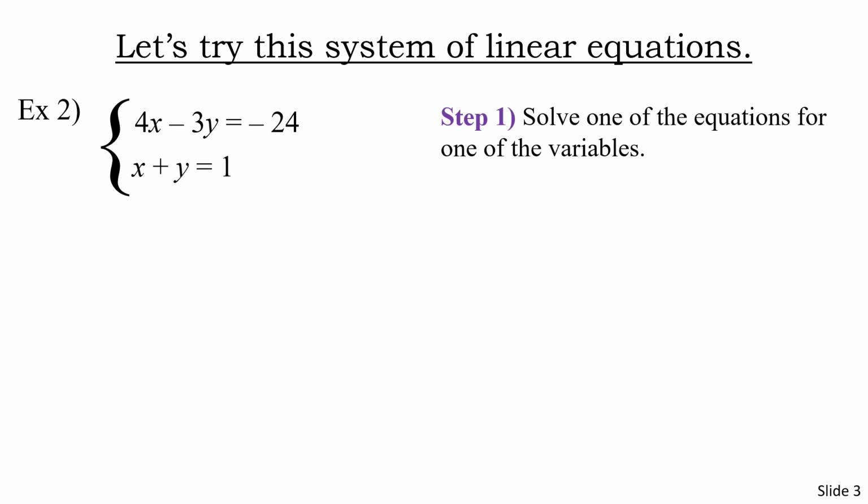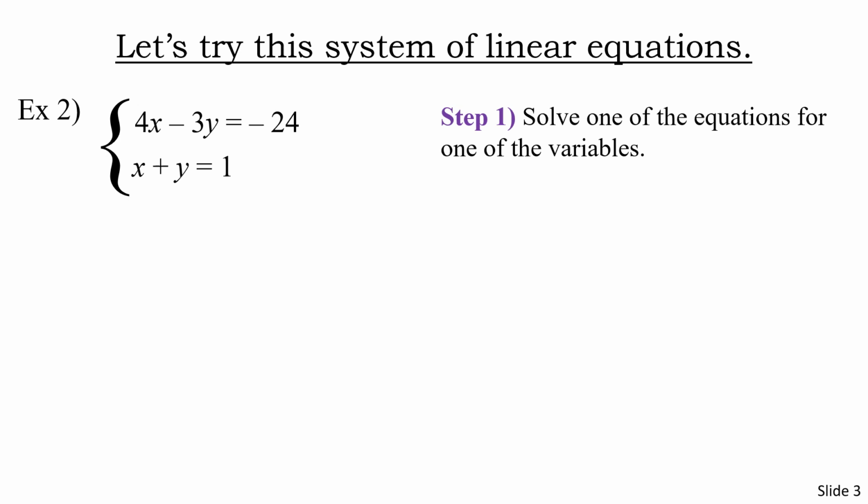I mean, I could solve for x in the top equation, but then I'm going to have to divide by 4 and I'm going to end up with a fraction for the coefficient of the y. Or I could solve for the y in the top equation, which means I'm going to end up moving the 4x and then dividing by negative 3, which is going to give me a fraction as well. Too hard.